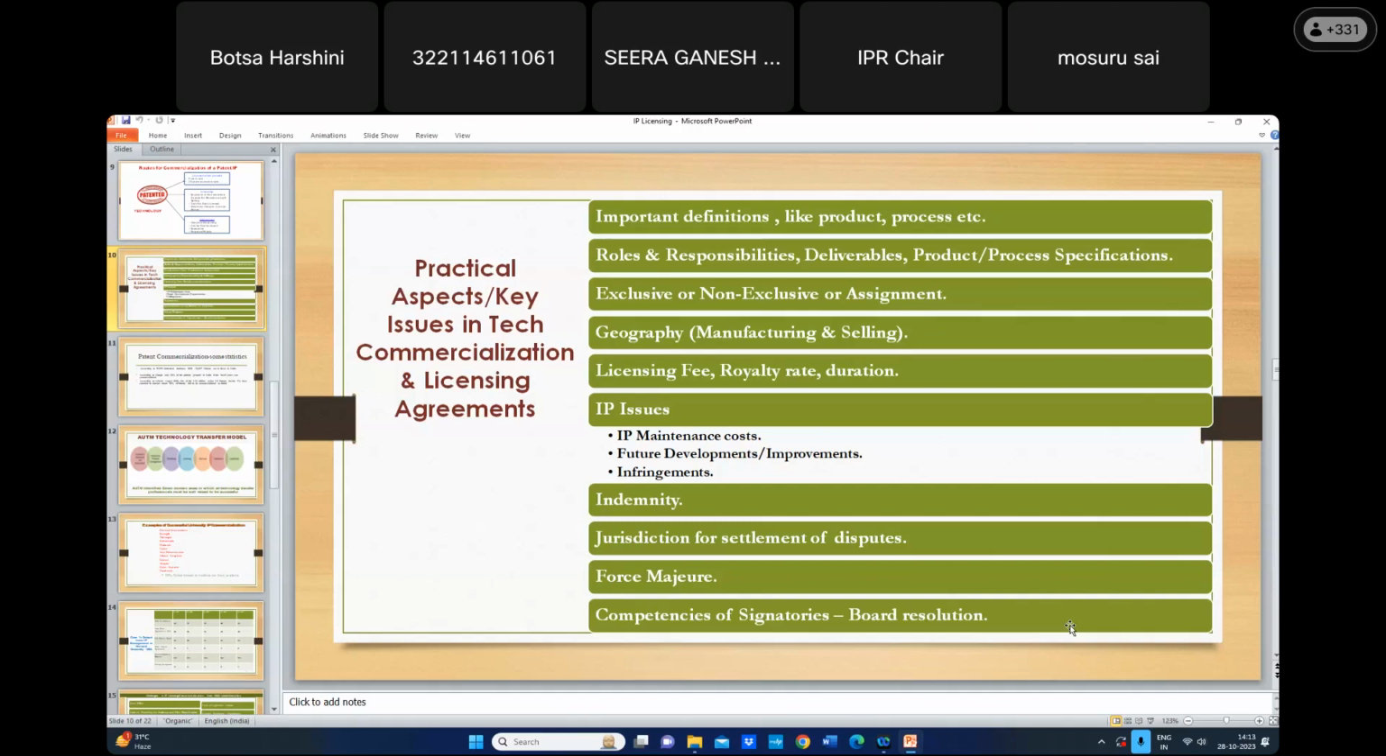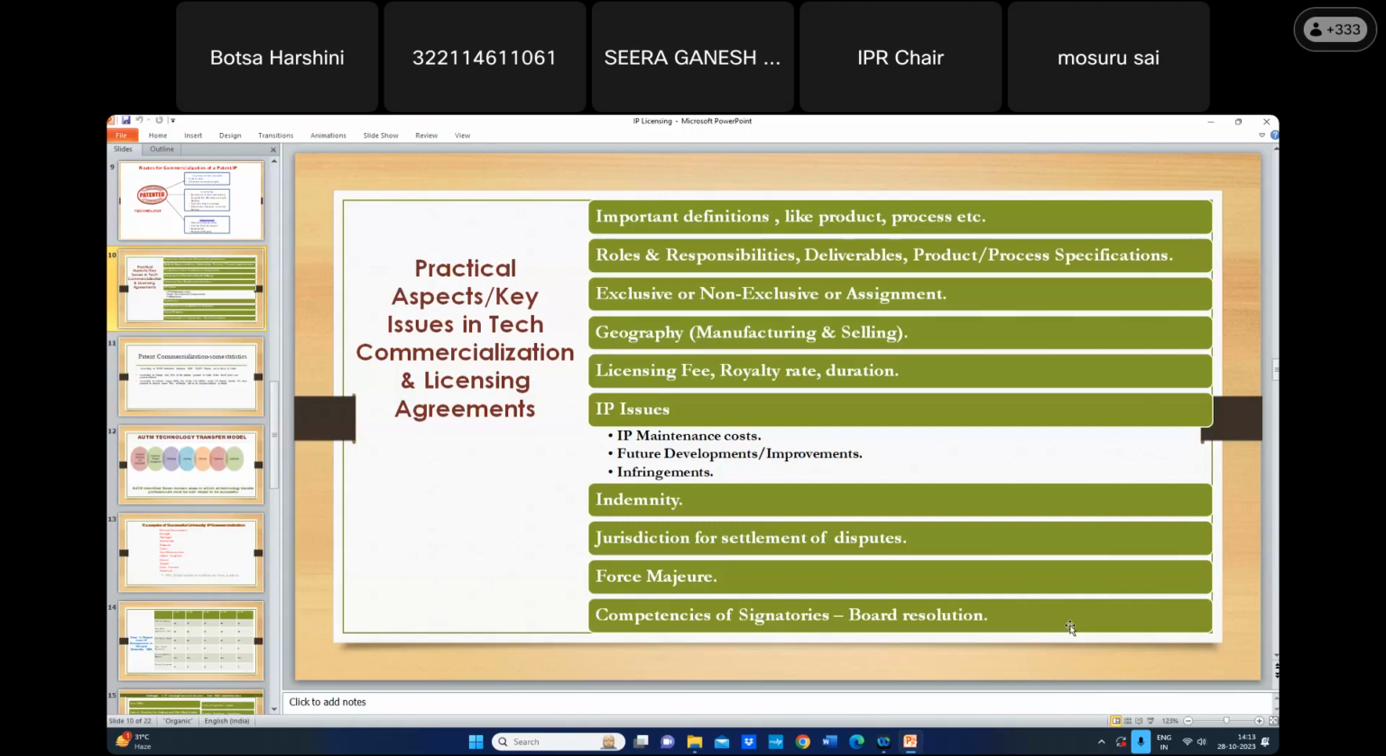Similarly, if some dispute arises, who takes the responsibility? How do you settle that? Which jurisdiction will the disputes be resolved in, whether you go to courts or to an alternative dispute resolution mechanism you are proposing, all these things have to be clearly defined in the agreement.